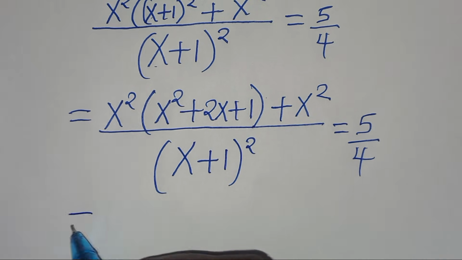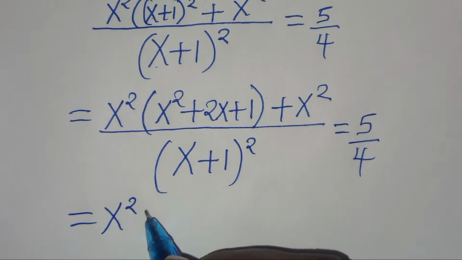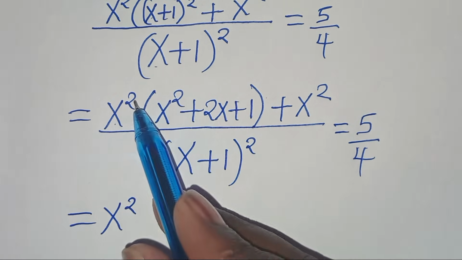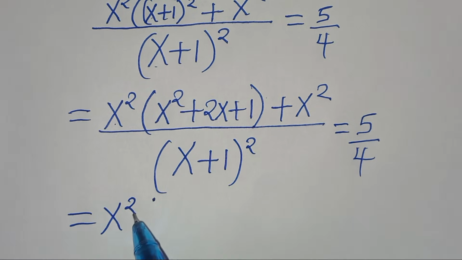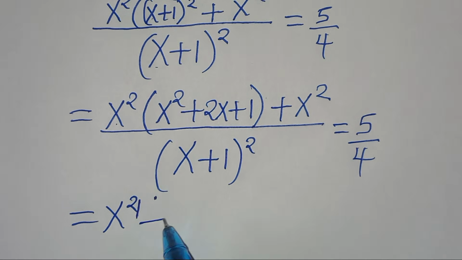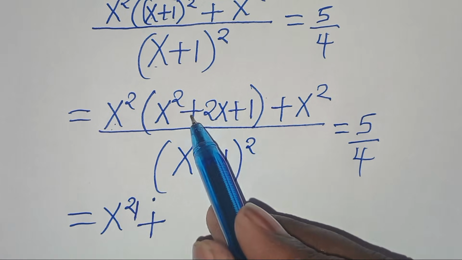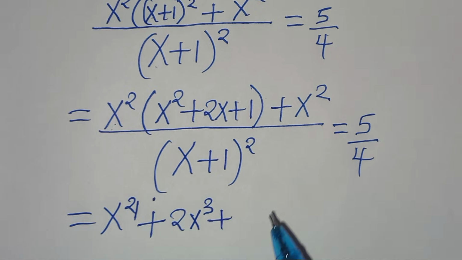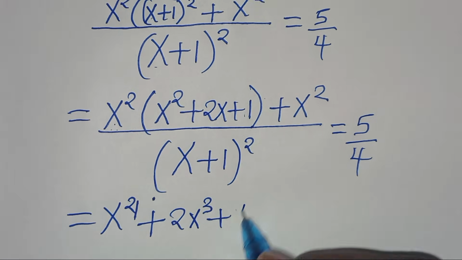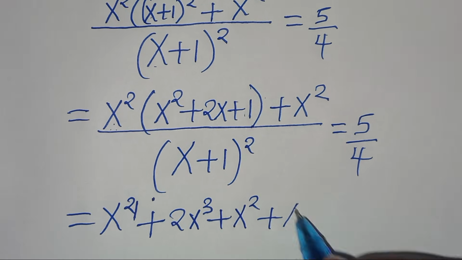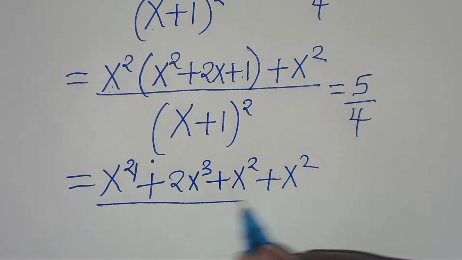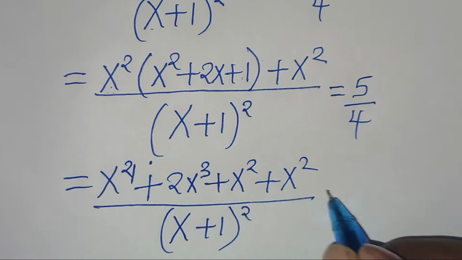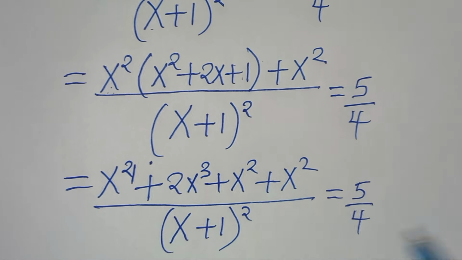The next step is that we have x to the power of 2 into the parentheses. Let's open the parentheses here. x squared times x squared is x to the power of 4. Then plus x squared times 2x, this is 2x to the power of 3. Then plus x squared times 1, this is x to the power of 2. Then plus x to the power of 2 here. Everything here divided by (x plus 1) raised to the power of 2. This is equal to 5 over 4.